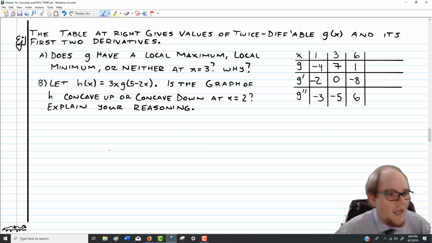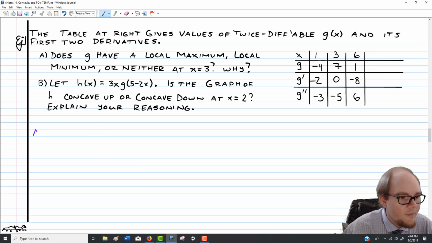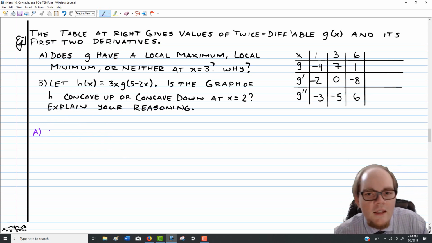Now, for question A here, to start attacking A, it's important to note that anytime you're given information about the second derivative and asked about maxima or minima, it oftentimes does mean that you're going to be using the second derivative test. It's just the right ingredients there.